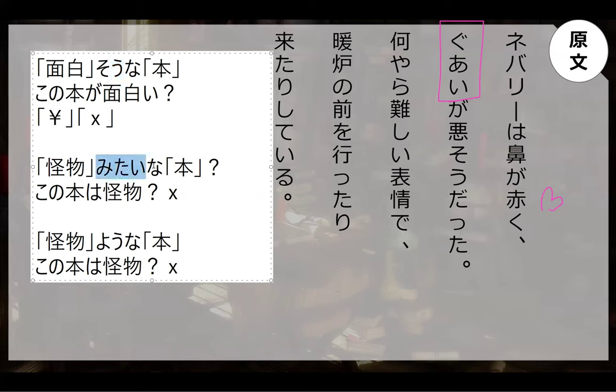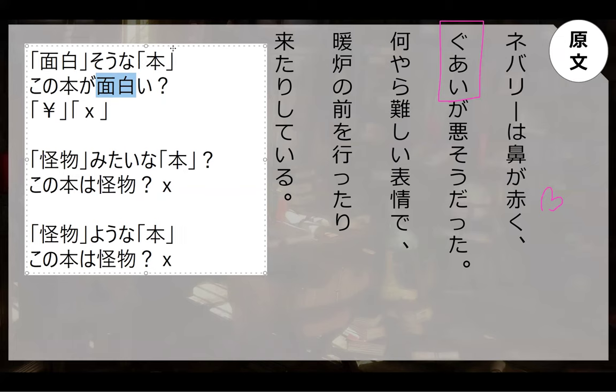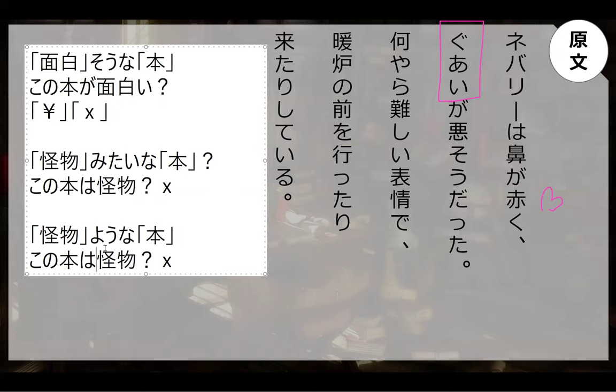Mitai is a fact. The book looks like whatever it looks like physically. That is just a fact. The book looks interesting is a statement of opinion. We think the book will be interesting if we try to read it. We have not read it yet. But it looks like a book that would be interesting. Opinion, and then the bottom two are observations of facts.